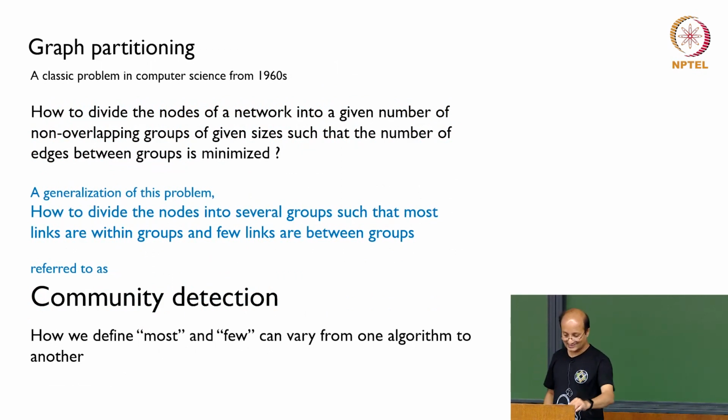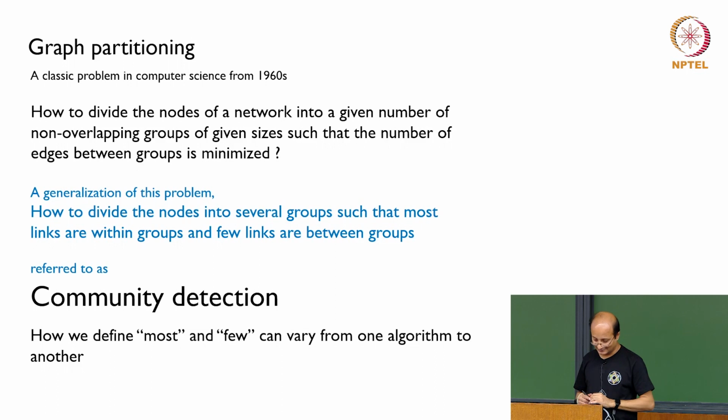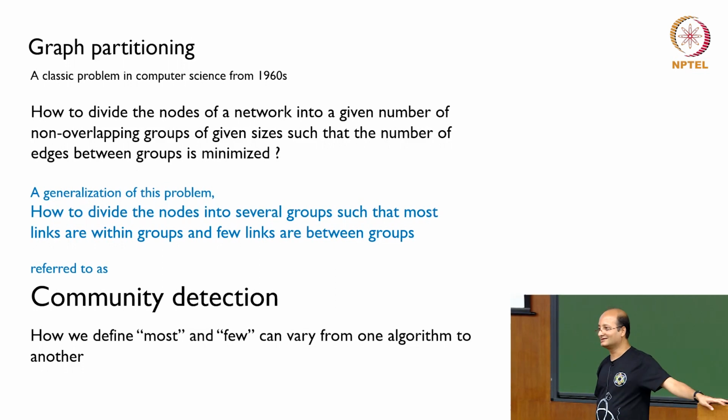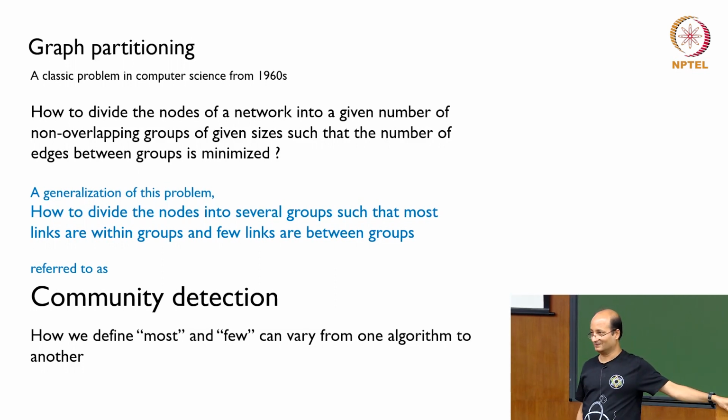So this is a classic problem, and from the 1960s, computer scientists have been working on this. How do you divide the nodes of a network into a number of non-overlapping groups such that the number of edges between the groups is minimal? A generalization of this problem is that you divide the nodes into several groups such that most links are within groups, few links are between groups. And we specify the number of such communities, K. The simplest version of the problem is graph bisection.